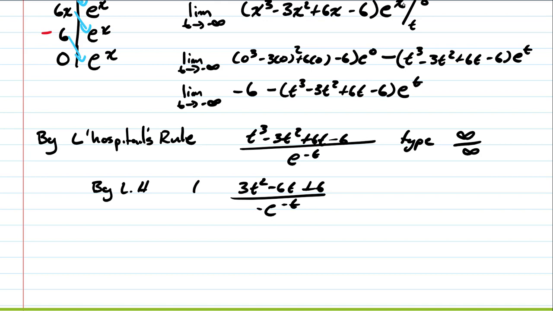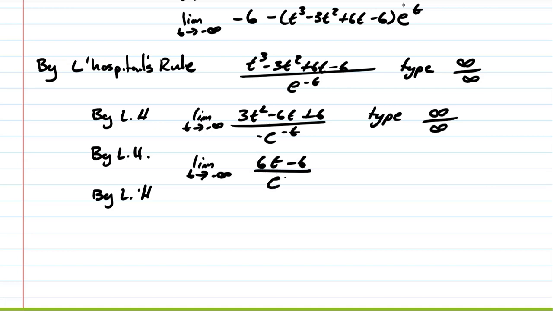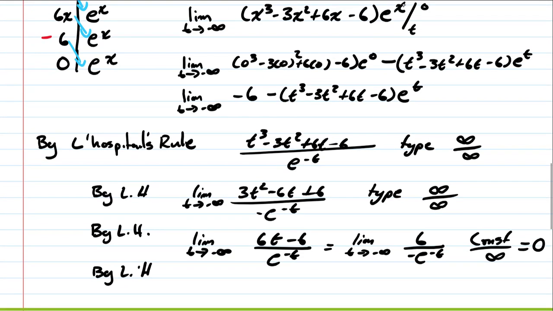But if we go to negative infinity again, the numerator is still negative infinity, and the denominator is still infinity. So we get another type, infinity over infinity. So we actually end up having to use it a total of 3 times. So we're going to do L'Hopital's again, and L'Hopital's a third time. The second time is going to yield 6t minus 6 over e to the negative t. And then by L'Hopital's again, we're going to get the limit as t goes to negative infinity of 6 over negative e to the negative t. So now finally, this is going to be a constant over infinity. And a constant divided by infinity finally tells us that the limit is going to be 0.